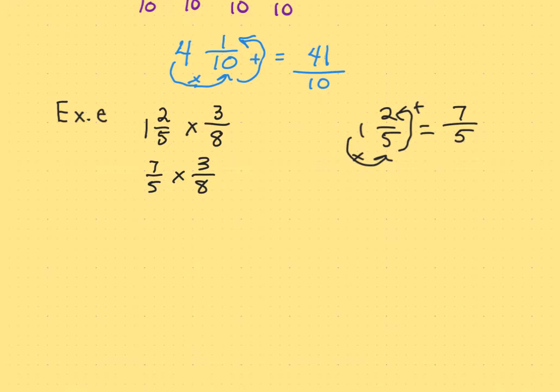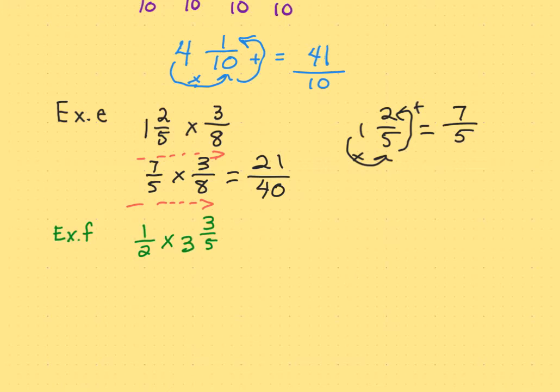Now I have a fraction times a fraction, so I will be multiplying straight across. 7 times 3 equals 21. 5 times 8 equals 40. Now, if 21 and 40 have any common factors, I must reduce. Let's see, 21 has 1, 3, 7, and 21, none of which other than 1 are factors of 40, so I'm done.